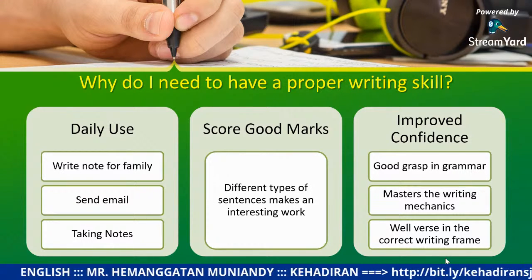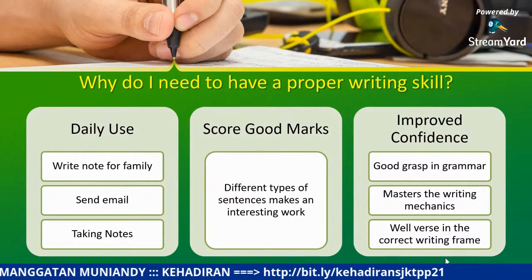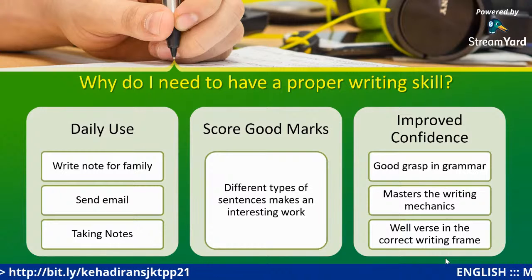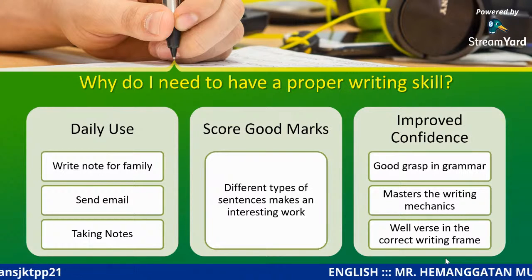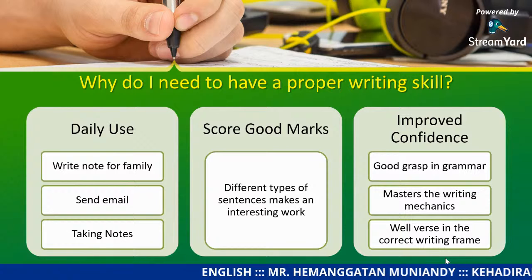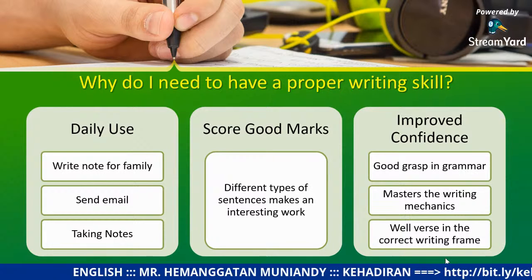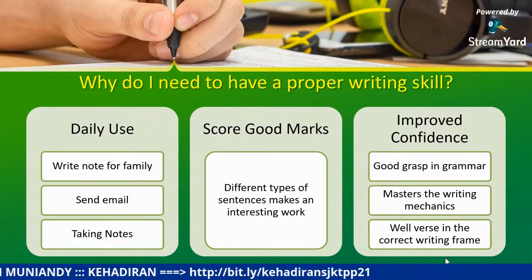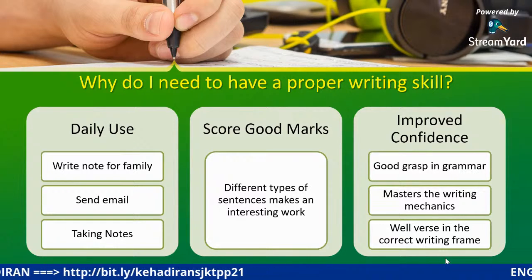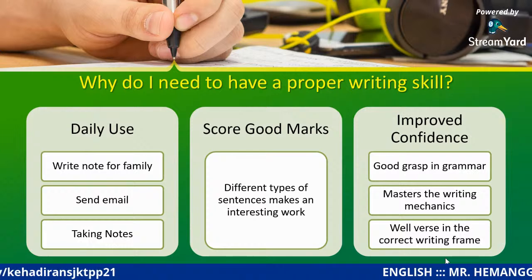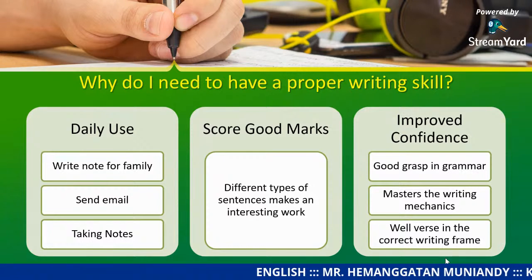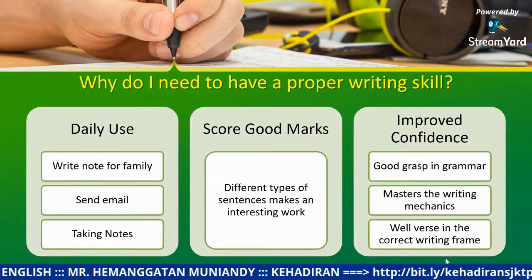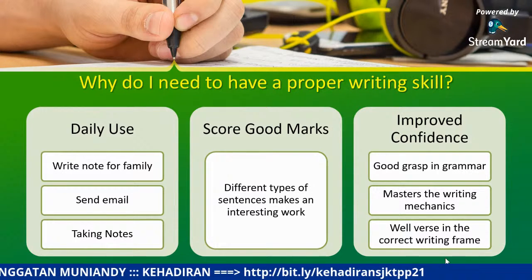Different types of sentences make an interesting work. Trust me, I have experience of checking much work by many students from different places, and most of the time, most marks are lost because of them having only one type of sentence in their writing. You need to have more than one type of sentence in order to have a good text at the end of it. So different types of sentences make an interesting work. I'm going to introduce to you four, and these four types of sentences will definitely gain you more marks after this.